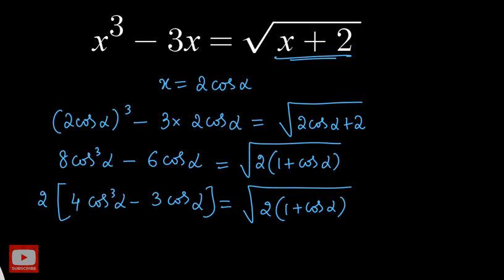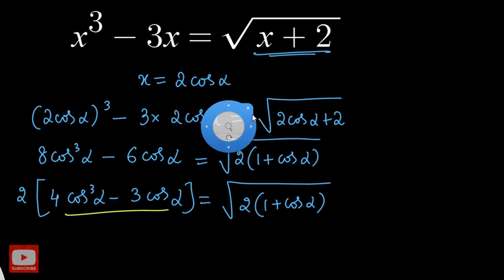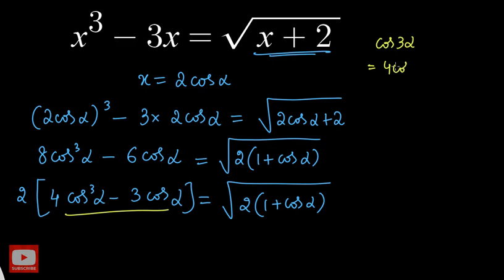Now some of you might recognize this expression. This is the expression for cos 3 alpha. It is an identity. Let me write it here for your reference. Cos 3 alpha is nothing but 4 cos cube alpha minus 3 cos alpha. It's the identity. And what is 1 plus cos alpha?